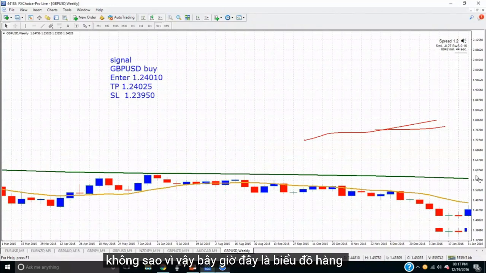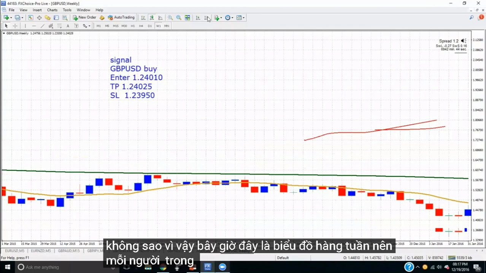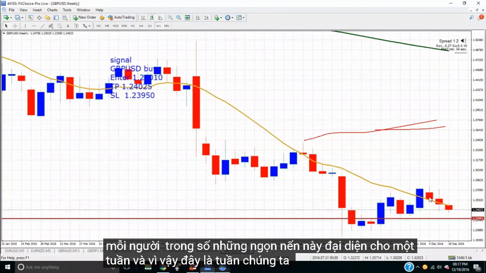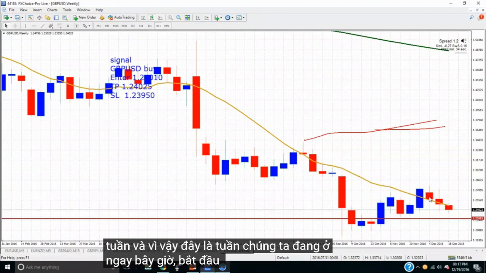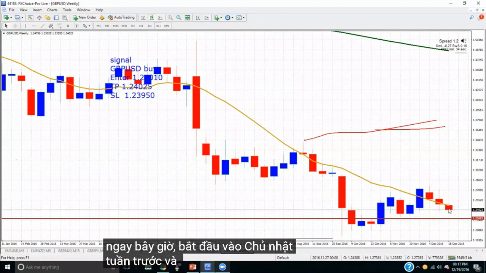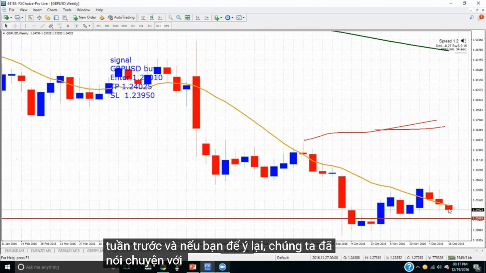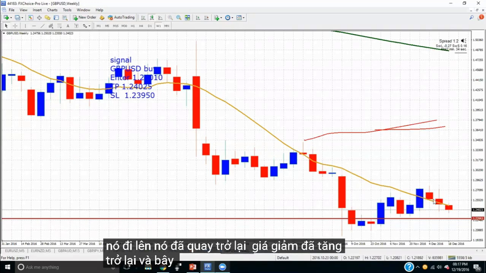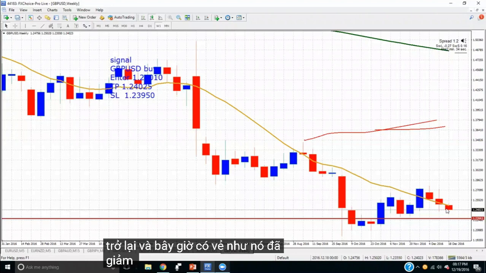So now this is the weekly chart. Each one of these candles represents a week. This is the week we're in right now, which started on Sunday last week. If you'll notice again, remember it hit the bottom of the barrel down here. It went up, it came back down, price went back up, and now look, it has been in a bearish or short trend for the last 3 weeks.